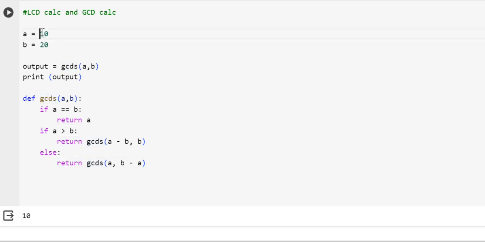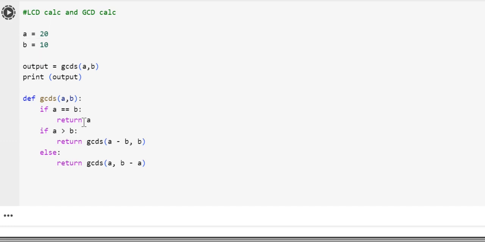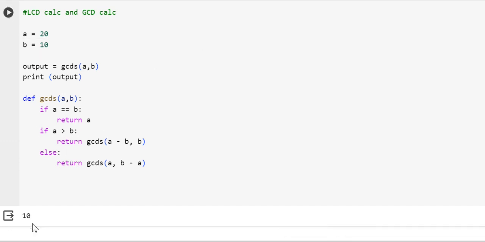Now, if I change the values and give both as 10, and run for the GCD, I'm getting the answer 10. A is equal to B, so this condition is satisfied for the GCD function and it returns A. Now I change the values to A as 20 and B as 10. Which condition is satisfied? The second condition, if A is greater than B, return a minus b, which is 20 minus 10, that is 10, comma b, where B is 10. So the common GCD is 10.